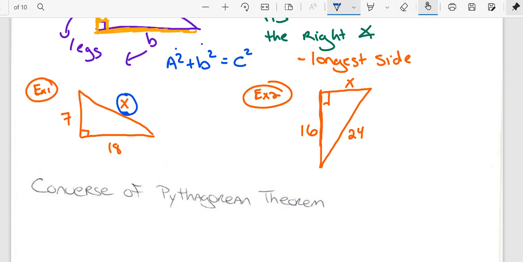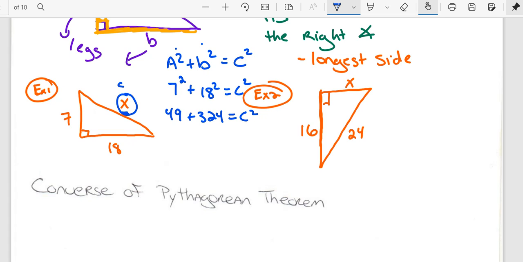So A and B, when it comes to the two legs, it doesn't matter which one you put first. So I'm going to do 7 squared plus 18 squared equals C squared. Again, the C is definitely the side that's missing because that's the side opposite the right angle. It's the side that doesn't touch the right angle. That's another way to think about the hypotenuse. It's not adjacent. It has nothing to do with the right angle. It's just opposite. So now I'm going to go ahead and solve. To solve this, it's going to be 49, because that's my 7 squared. 18 squared is 324 equals C squared.